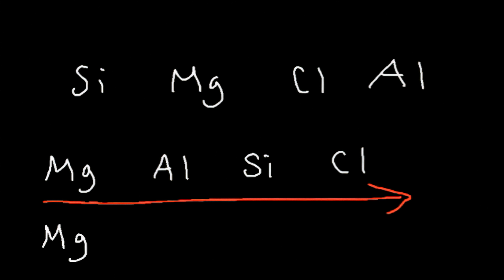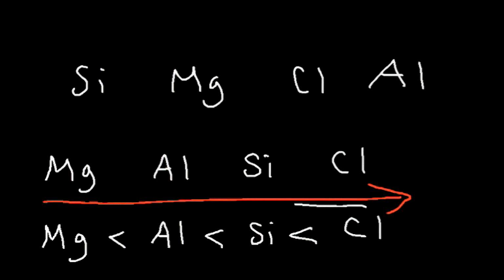Magnesium is going to be the least electronegative, it's a metal. And then it's aluminum, which is also a metal. And then silicon, which is a metalloid. And then chlorine is the most electronegative, that's a nonmetal. So nonmetals are usually more electronegative than metals. So this is the answer.